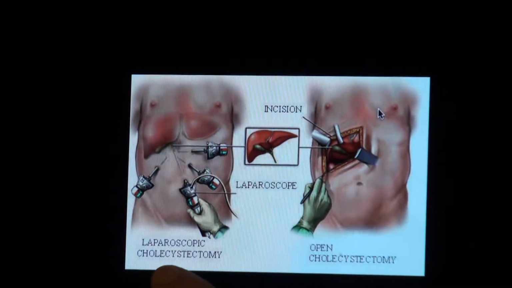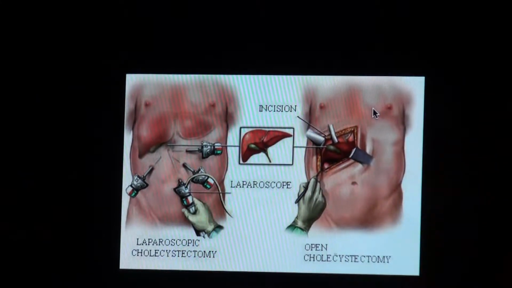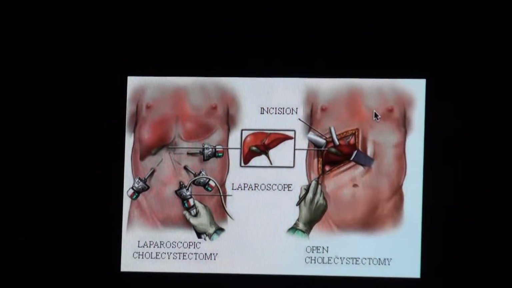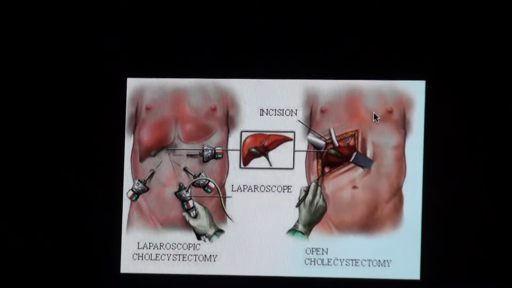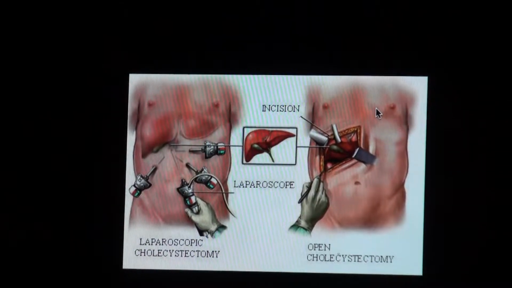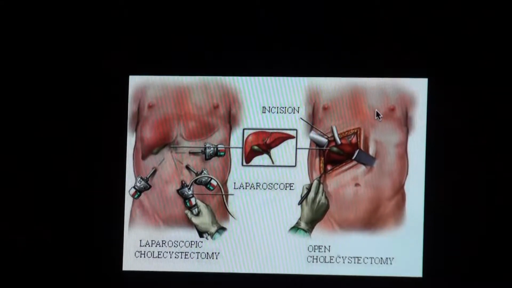Laparoscopic cholecystectomy is where the surgeon makes 4 small incisions in your abdomen. A tube with a tiny video camera is inserted into your abdomen through one of the incisions. Your surgeon watches a video monitor in the operating room as special surgical tools are inserted through the other incisions in your abdomen and your gallbladder is removed.